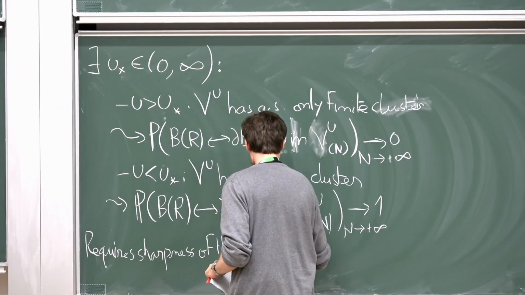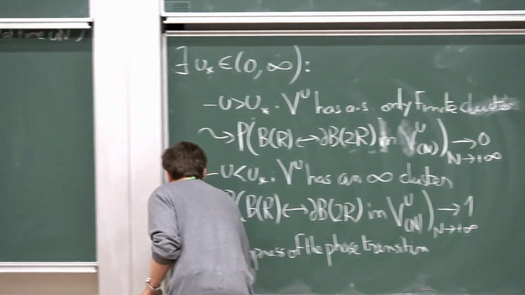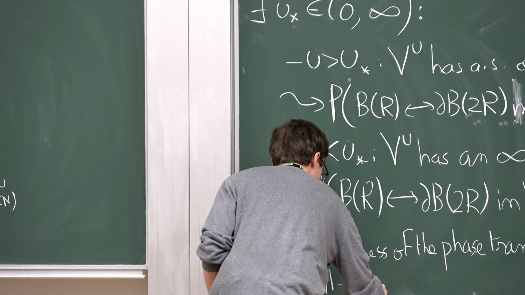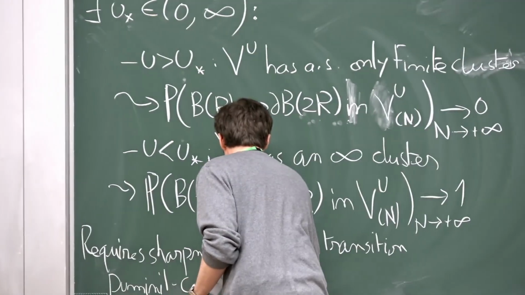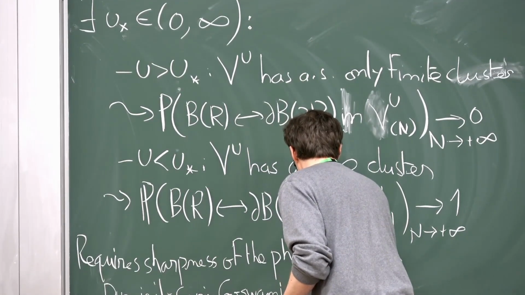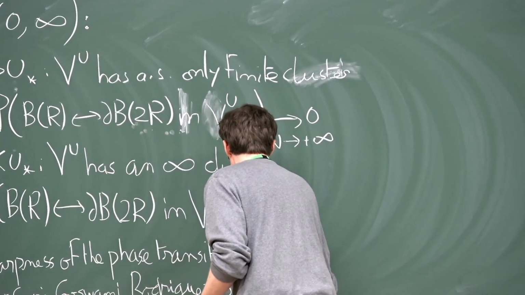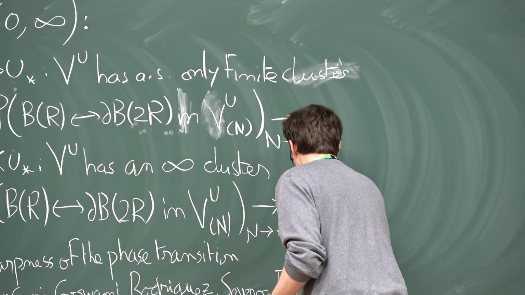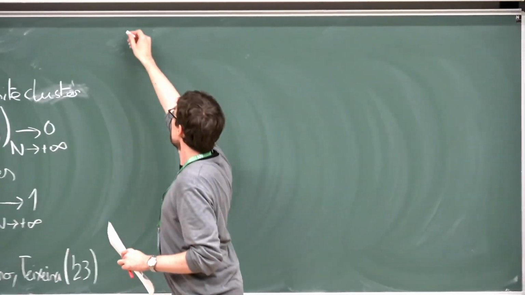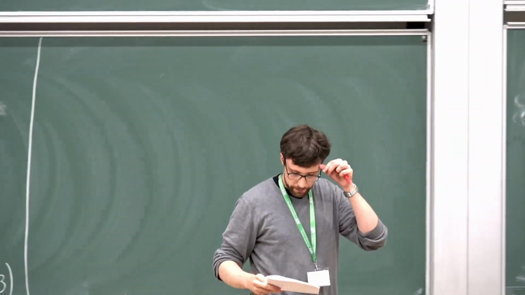And this was recently proved by Duminil-Copin, Goswami, Rodriguez, Severo, and Teixeira. Okay, so this is a deep result actually, that you can make this connection exactly with the probability to connect, to go from R to 2R.